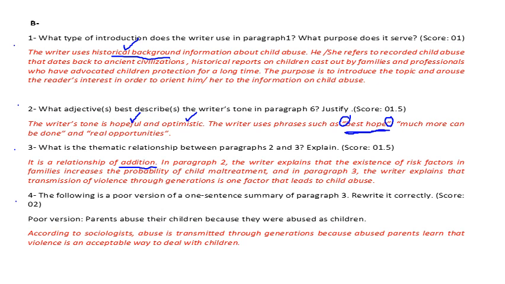The following is a poor version of a one-sentence summary. Give us a good one-sentence summary. According to psychologists, of course, a sentence begins with a capital letter and ends with an end mark. This is one complete sentence, giving a complete idea. According to sociologists, abuse is transmitted through generations because abused parents learn that violence is an acceptable way to deal with children.